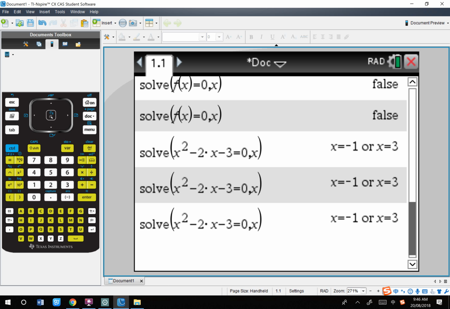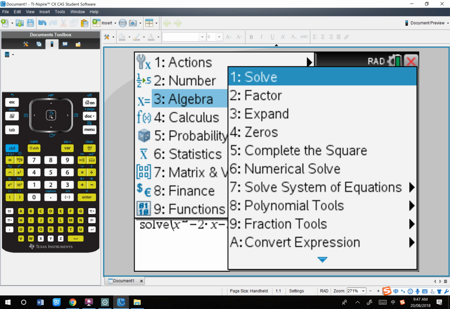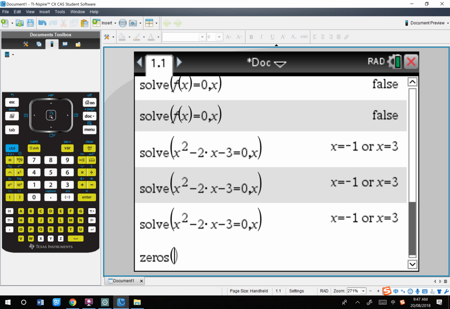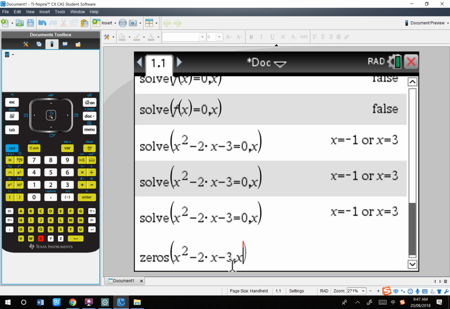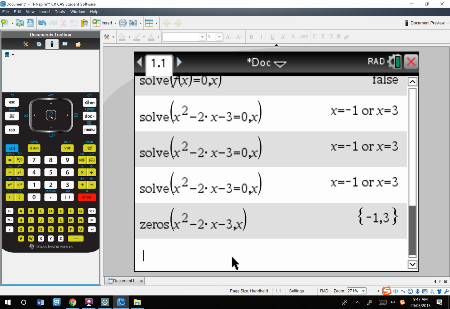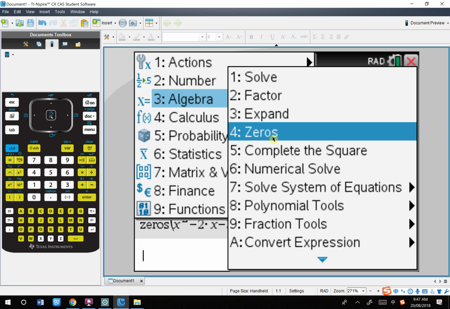But if you just want to solve for the x-intercept, there's another place you can do it. I never really use it, but you can solve for zeros. This means y equals 0. I can just type this function in, then comma x, and you have the same thing: x equals -1 and 3. It's Menu number 3 algebra, and number 4, zeros.